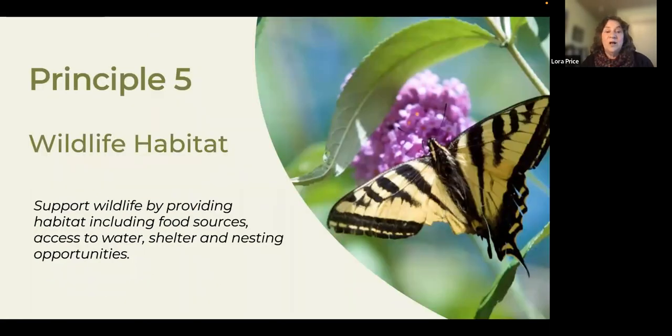So let's talk about wildlife habitat. The first thing to think of for habitat is that, yes, you want food sources for the wildlife, but you want to provide access to water. Everything needs to drink water, the bees and butterflies, as well as the birds and other creatures. And then shelter and nesting opportunities. And there are all kinds of different features you can use to provide that shelter. So let's get into that.